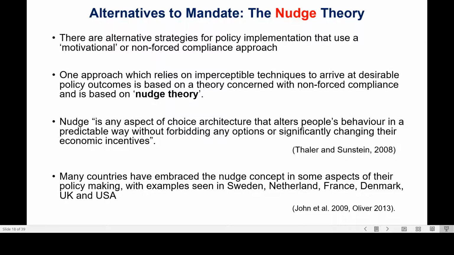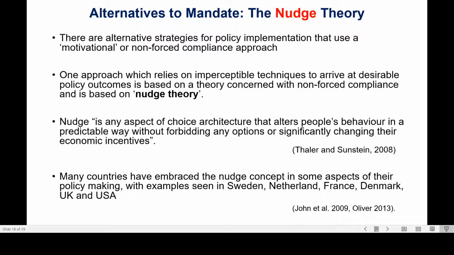So, having looked at some of these examples, what are the alternatives to mandate? Do you have to mandate? Not necessarily. One alternative is something called a motivational non-forced compliant approach. An example is what you call the nudge theory.